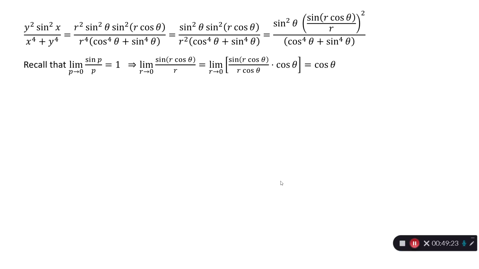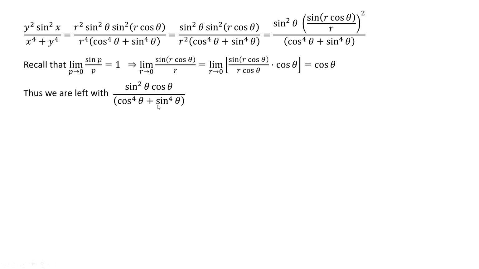Okay, sorry about that. So just that part, the limit would become equal to cosine theta. But then we are left with sine squared theta, so the limit of that would be sine squared theta times cosine theta over cosine to the 4 theta plus sine to the 4 theta, right? Okay, so what? Well, would you agree if we change theta for different theta values, this quantity would be different?